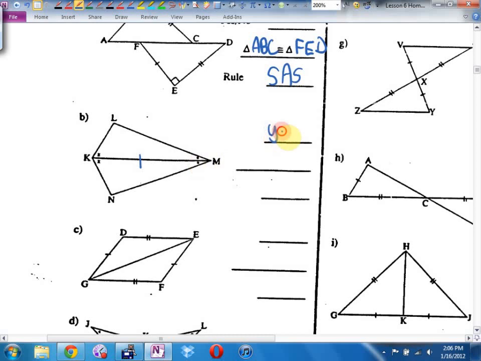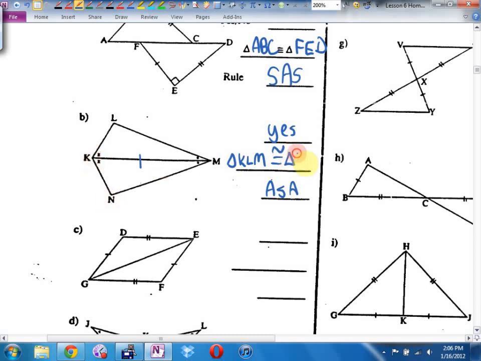Triangle KLM is congruent to triangle KNM. So you can't just glance at the diagrams. You're going to have to use some logic and reasoning.